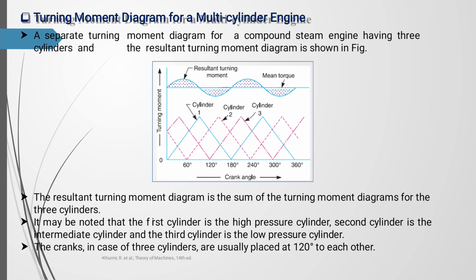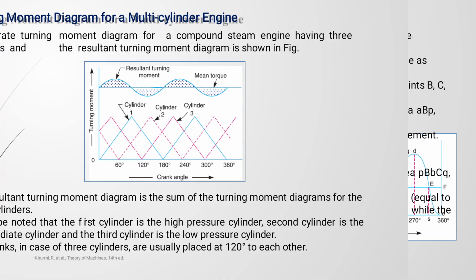The resultant turning moment diagram is the sum of the turning moment diagrams for the three cylinders. It may be noted that the first cylinder is the high pressure cylinder, the second cylinder is the intermediate cylinder, and the third cylinder is the low pressure cylinder. We can consider it like this. So the turning moments will follow like this, right?